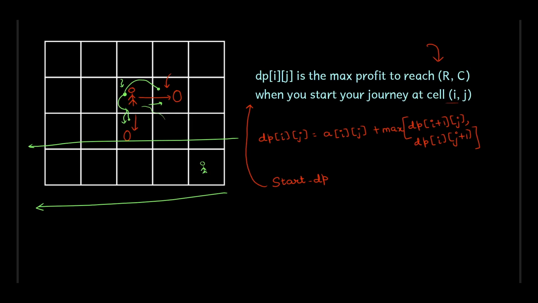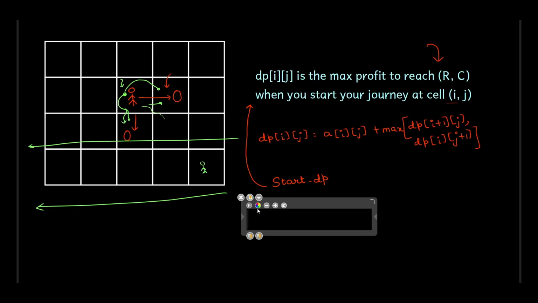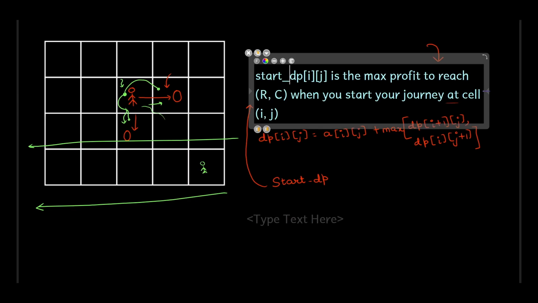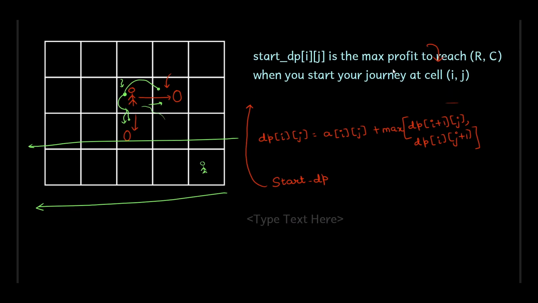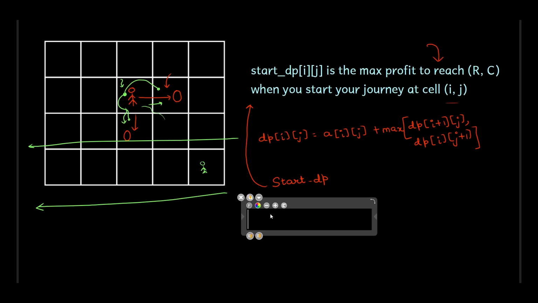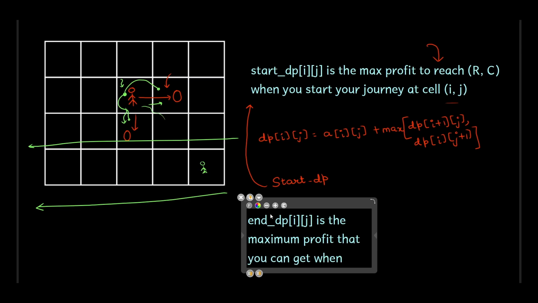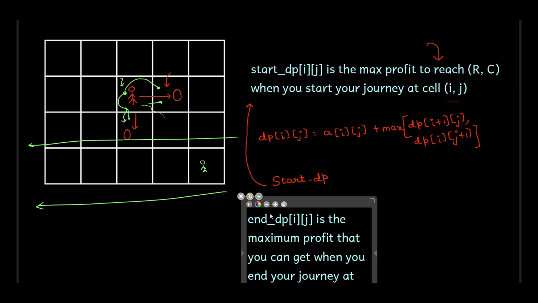So on similar veins, let's define something known as an end DP. So here I will label it as start DP. Okay. And here let's define end DP of ij is the maximum profit that you can get when you end your journey at cell I comma j.